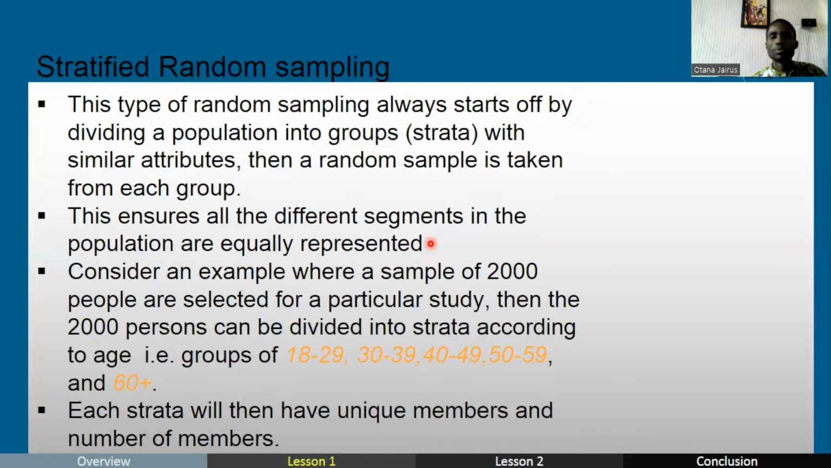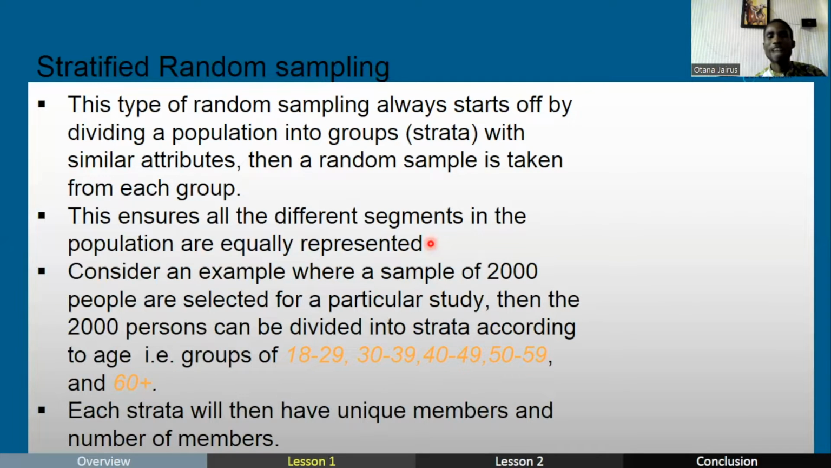So 2,000 people, you have selected a sample of 2,000 people, you can choose to divide this group into strata according to their age groups. So you can say you want to collect data from those 2,000 people, the ages from 18 to 29, from 30 to 39, from 40 to 49, from 50 to 59, and then you can summarize it by adding 60 and above. This representation from 18 to 29, 30 to 39, 40 to 49, 50 to 59 and 60 and above, that is what we call strata.